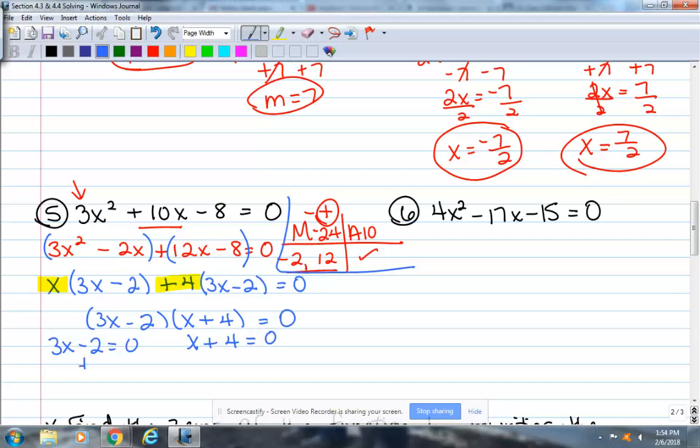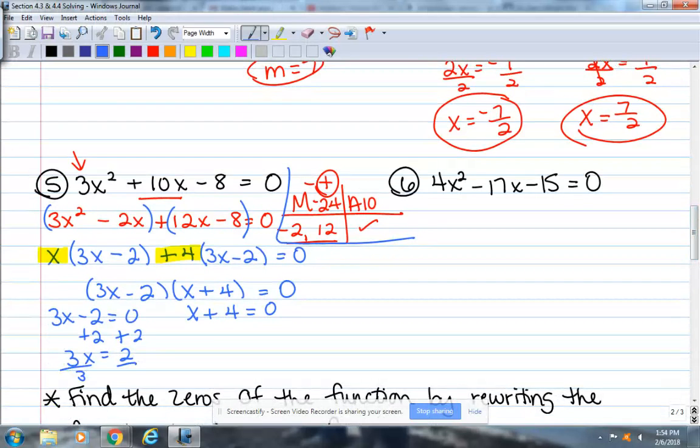So on this one, I don't think I gave myself much room. Add 2. Add 2. 3x equals 2. Divide by 3. And x equals 2/3, right? And this one over here, I just subtract 4. And x equals negative 4. My handwriting is crazy today.